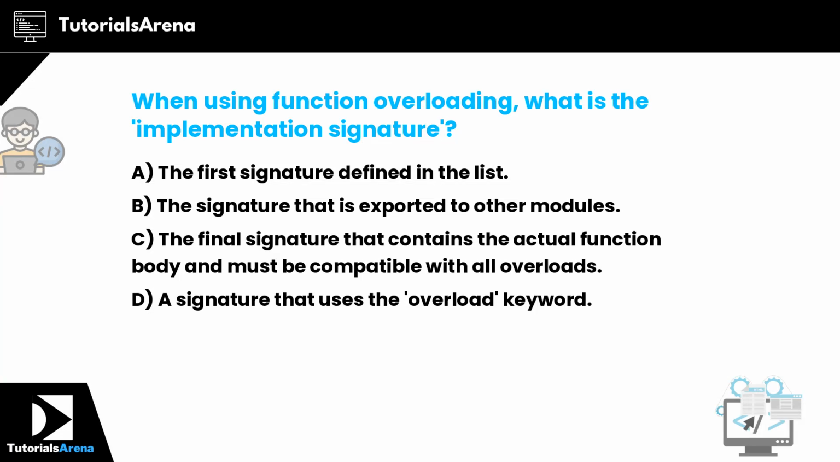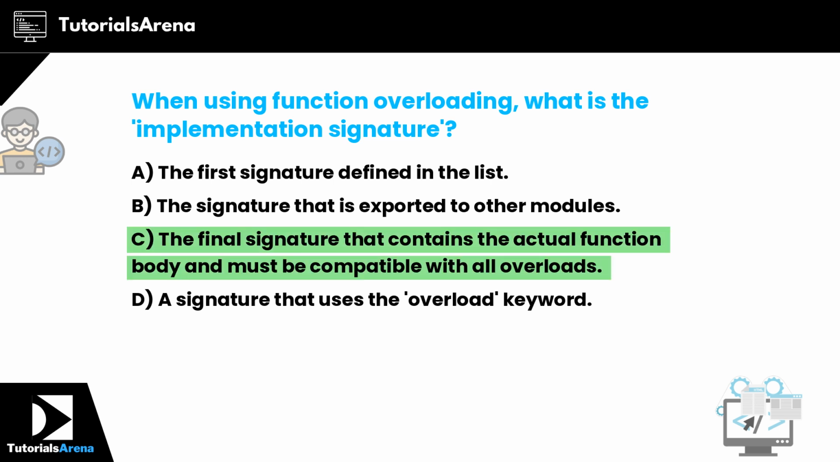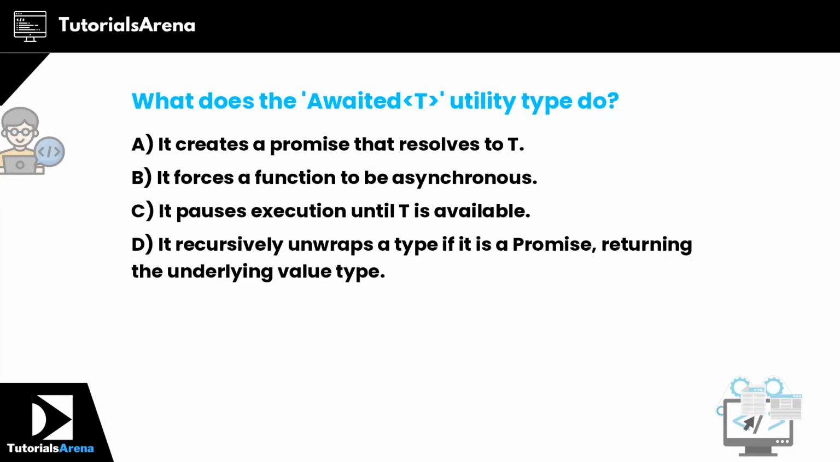When using function overloading, what is the implementation signature? The correct answer is option C, the final signature that contains the actual function body and must be compatible with all overloads. What does the Awaited<T> utility type do? The correct answer is option D. It recursively unwraps a type if it is a promise, returning the underlying value type.